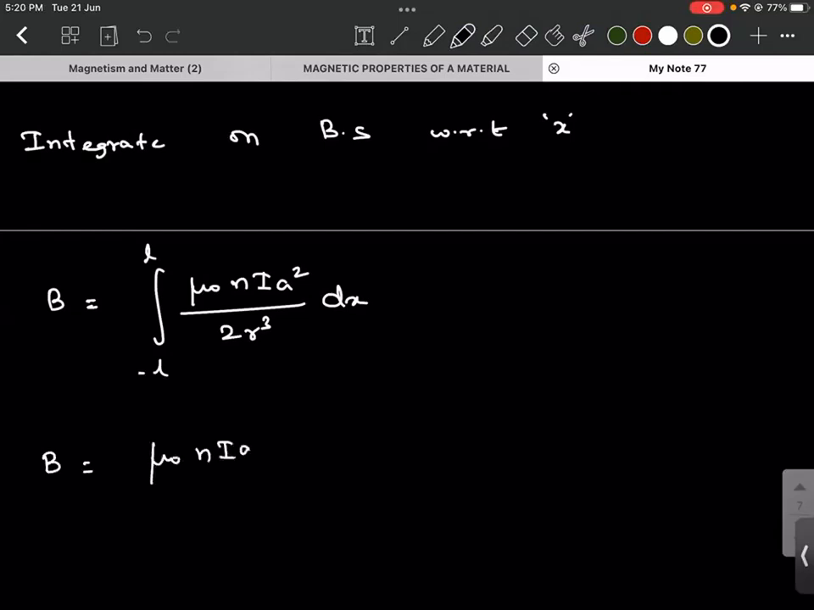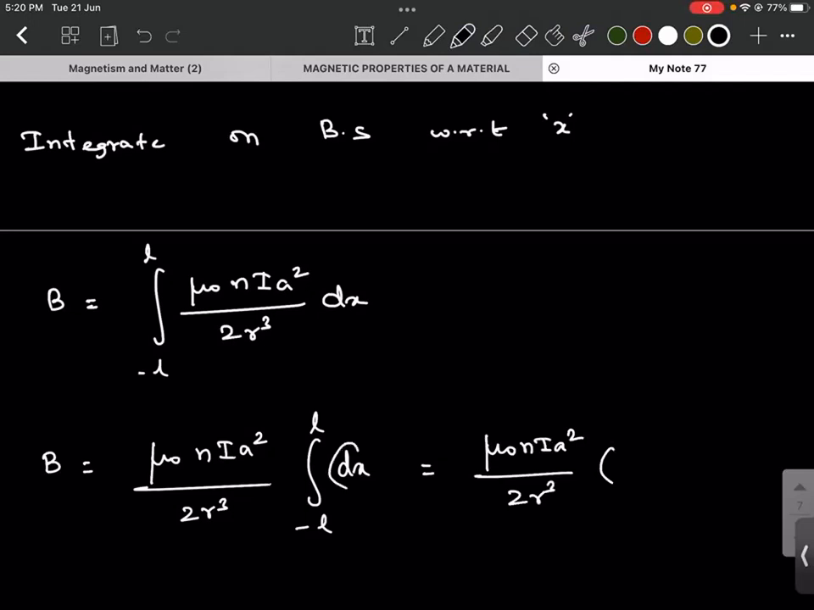B will be equal to mu naught n I a square divided by 2 r cube, taken out of the integral. So from the integral minus L to L dx, this will be equal to mu naught n I a square divided by 2 r cube into the integral of dx, which is x from minus L to L, which will be 2L.